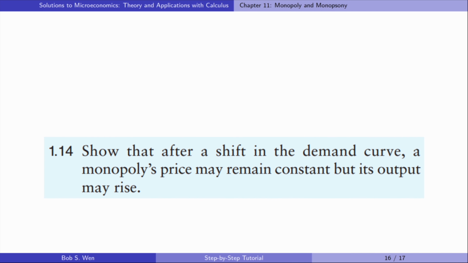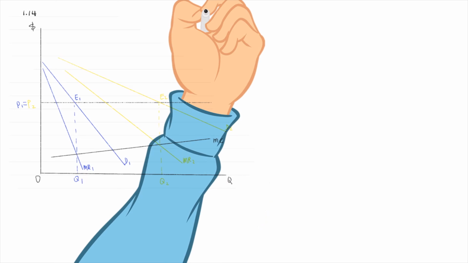Let's see exercise 1.14. Show that after a shift in the demand curve, a monopoly's price may remain constant, but its output may rise. In the textbook, we see a case where the profit-maximizing quantity remains unchanged, while the optimal price changes when the demand curve shifts. Now, we explore the situation in which the monopoly optimal price remains unchanged, while the quantity changes.